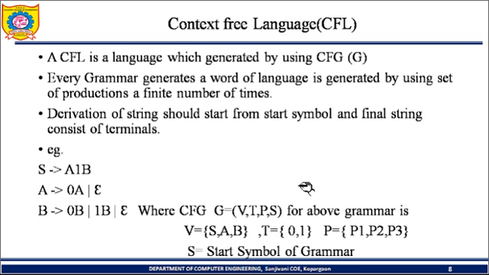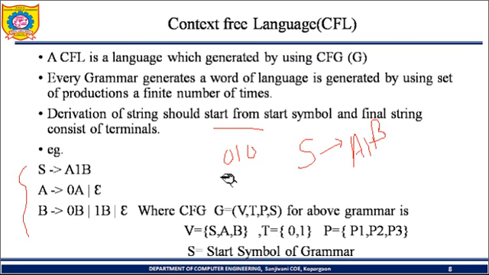So whenever we want to generate any string, suppose with the help of this grammar I want to generate the string 010. Then derivation of the string always starts with the start symbol. So what is the start symbol of this grammar? Yes, S is the start symbol. So I need to consider S, and S is in production A1B. Now I want to generate the string 010, so I need to replace this A with 0A.